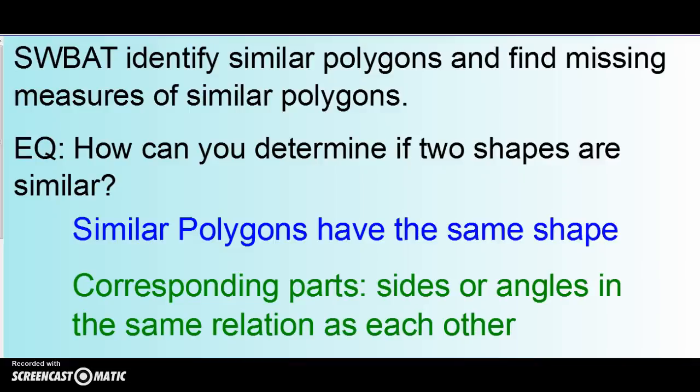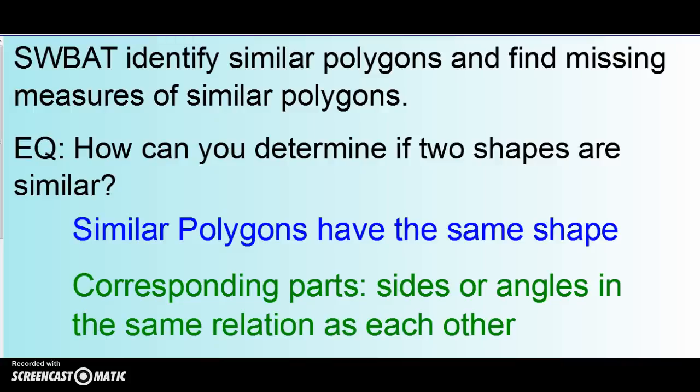Hi, this lesson's from page 464 in your student book. The objective is you'll be able to identify similar polygons and find the missing measure of a similar polygon, and usually it's the side length or the perimeter. Your essential question is, how do you determine if two shapes are similar?